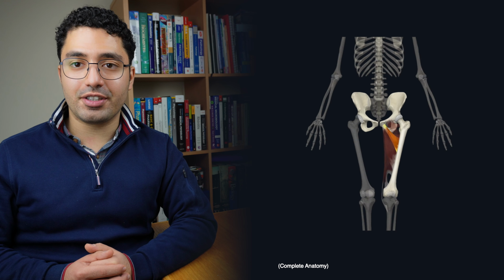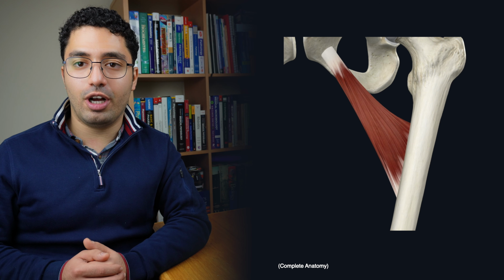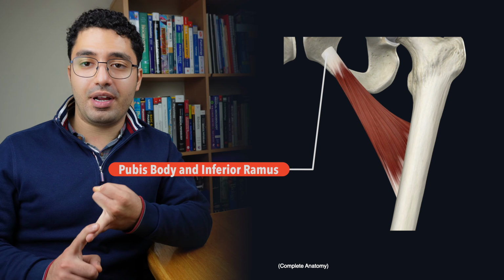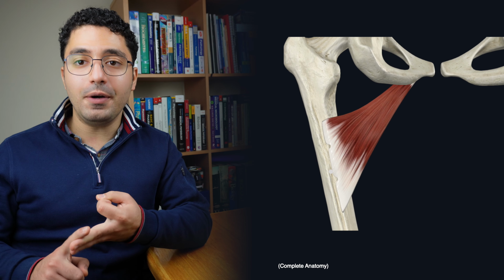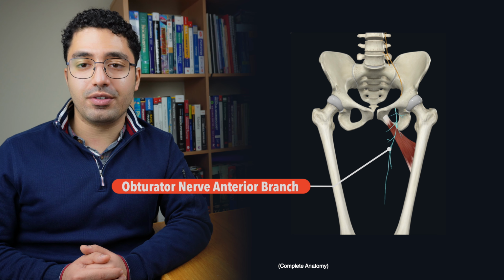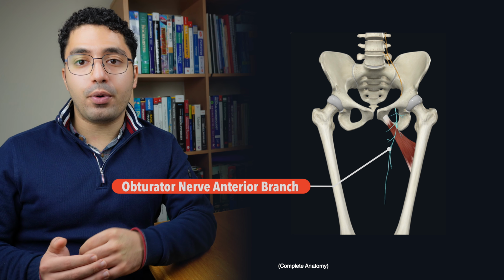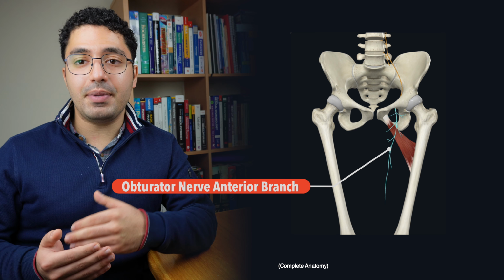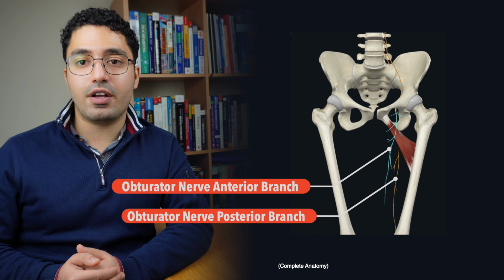The third muscle is the adductor brevis, and it's located behind the adductor longus. It originates from the body and the inferior ramus of the pubis and inserts onto the upper medial lip of the linea aspera, and is innervated by the anterior branch of the obturator nerve. Note that the adductor brevis is an important anatomical landmark as it lies in between the anterior and the posterior branches of the obturator nerve.